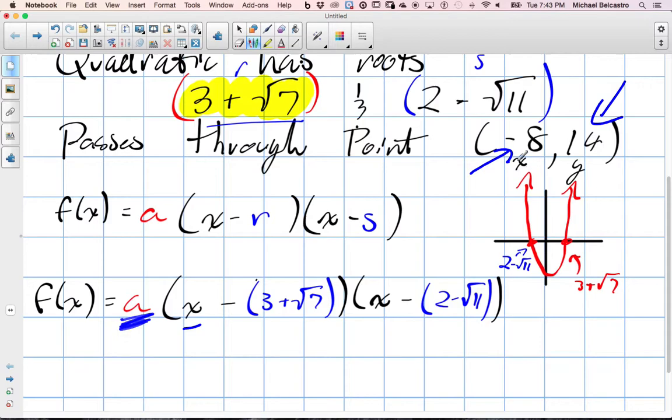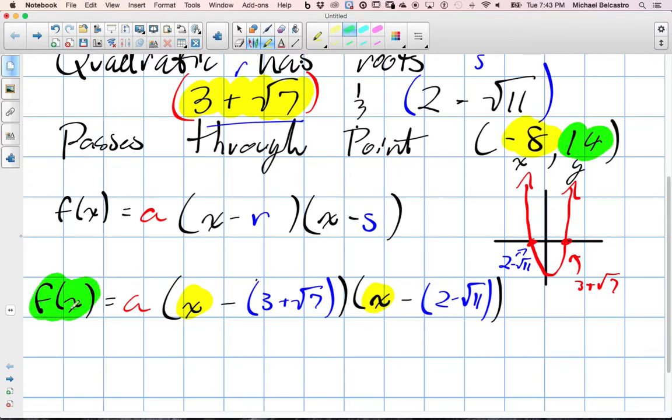This point here, these two numbers represent the x and the y. Okay, so we'll kind of highlight them. The first value, negative 8, is the x value. And the second value, 14, is the y or the f of x value. So we're going to replace them with those numbers. Okay, so we'll have 14 is equal to, a is still unknown, and this time x, we're going to substitute in for x. We'll do it in red here, so negative 8.